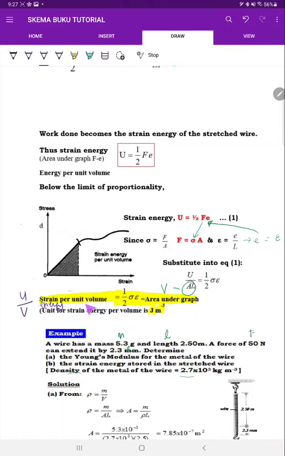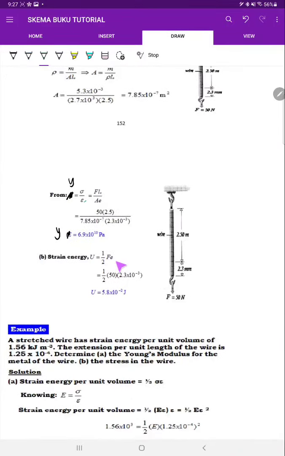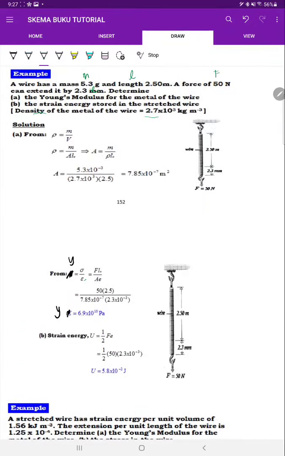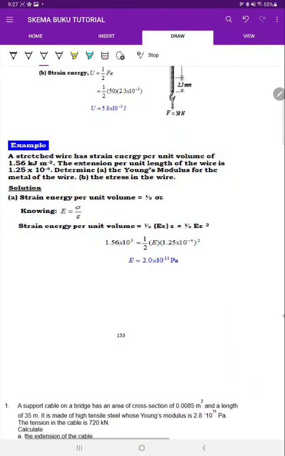strain energy per unit volume. Bukan dia nak energy sahaja. U equal to half Fe. So, F awak dah ada. Substitute lah F. E pun dah ada. Okay, dapatlah berapa? Joule. Alright. Okay, next equation.